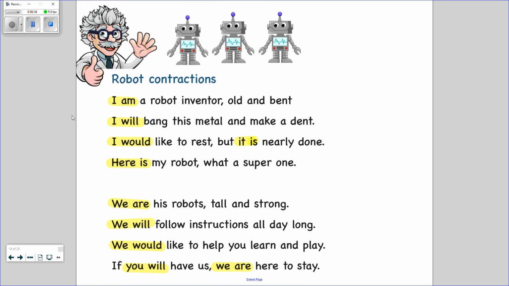And here you are. This is what the poem would have looked like if it hadn't used contractions. I am a robot inventor, old and bent. I will bang this metal and make a dent. I would like to rest, but it's nearly done. Here is my robot. What a super one. We are his robots, tall and strong. We will follow instructions all day long. We would like to help you learn and play. If you will have us, we are here to stay.